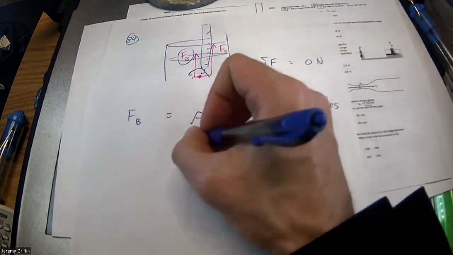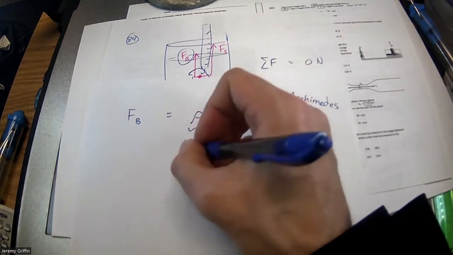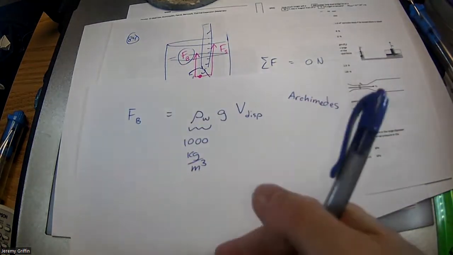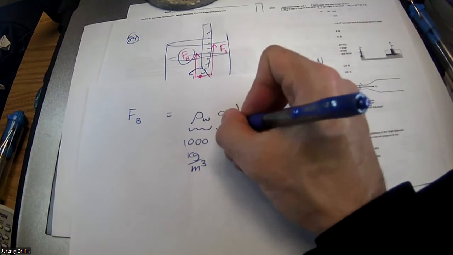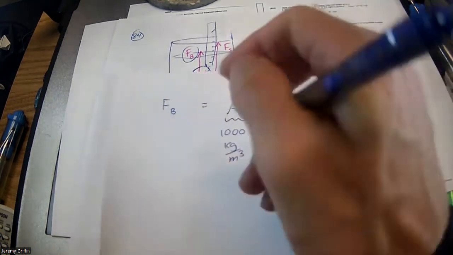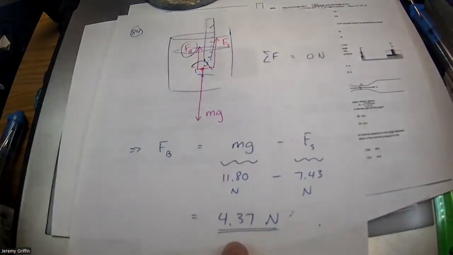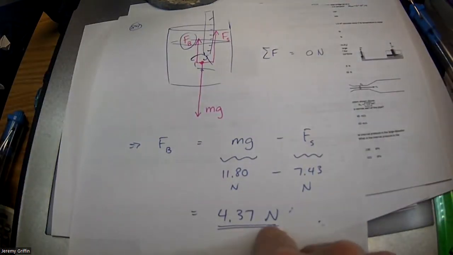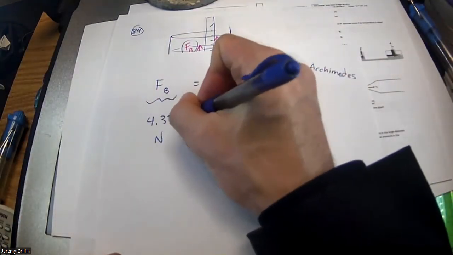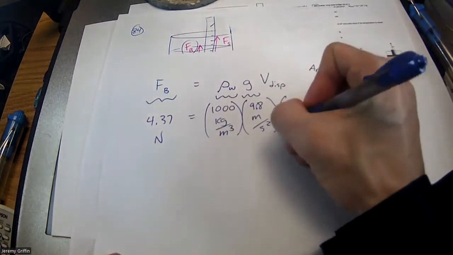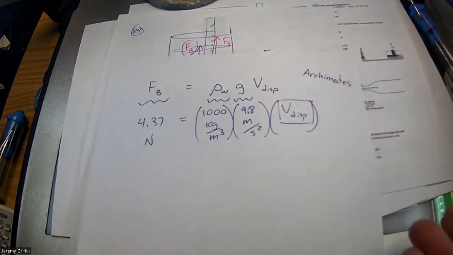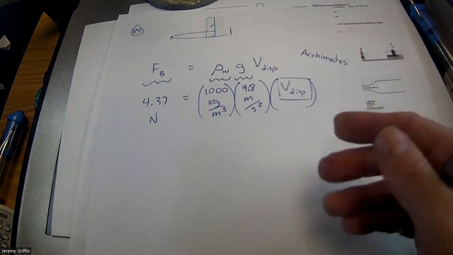You guys know the density of water is a flat, even 1,000 kilograms per cubic meter in base SI units, because metric system. You know that gravity field is 9.8 meters per second squared. And you know what the buoyant force is because we just found it. It's this many newtons, and that force is equal to this times V displaced. V displaced is not exactly what we're solving for, but it is an important step.